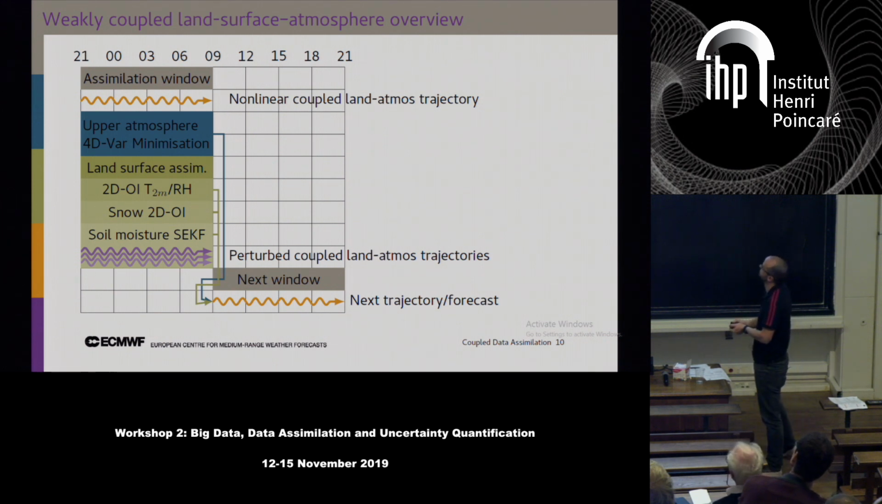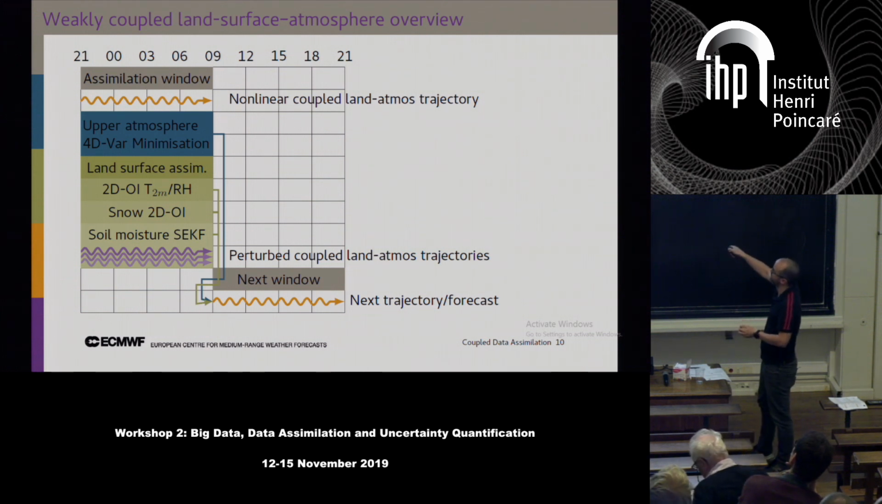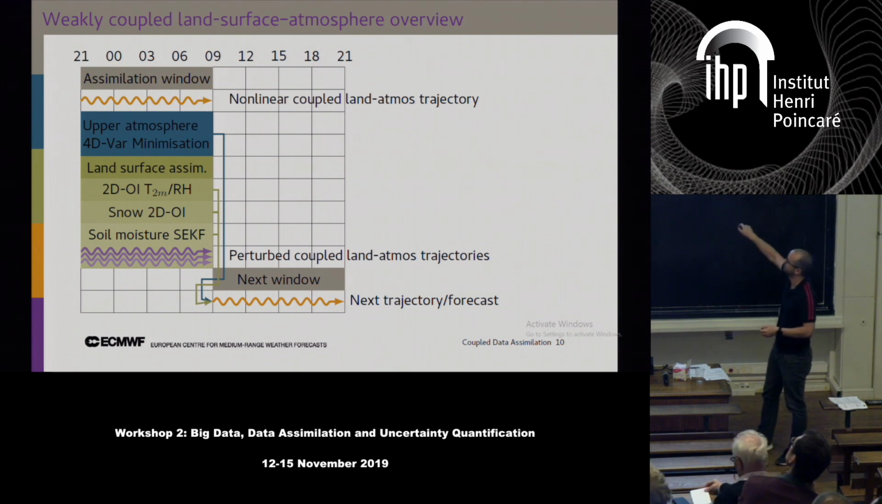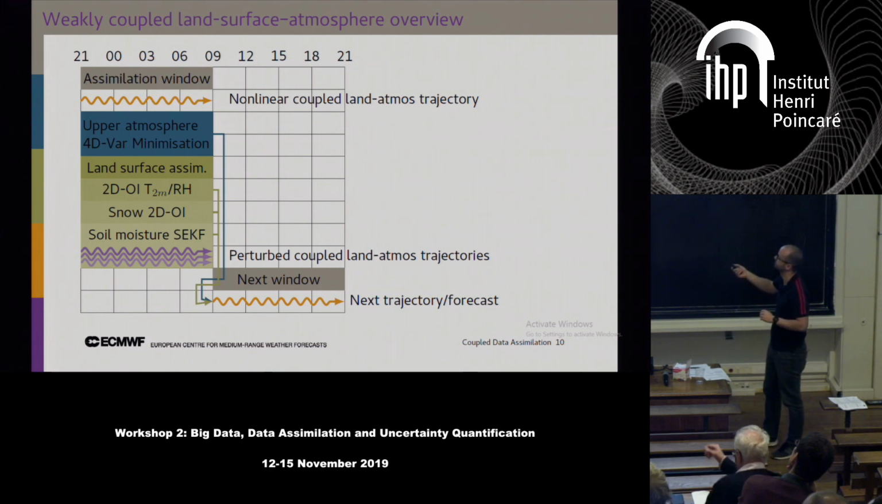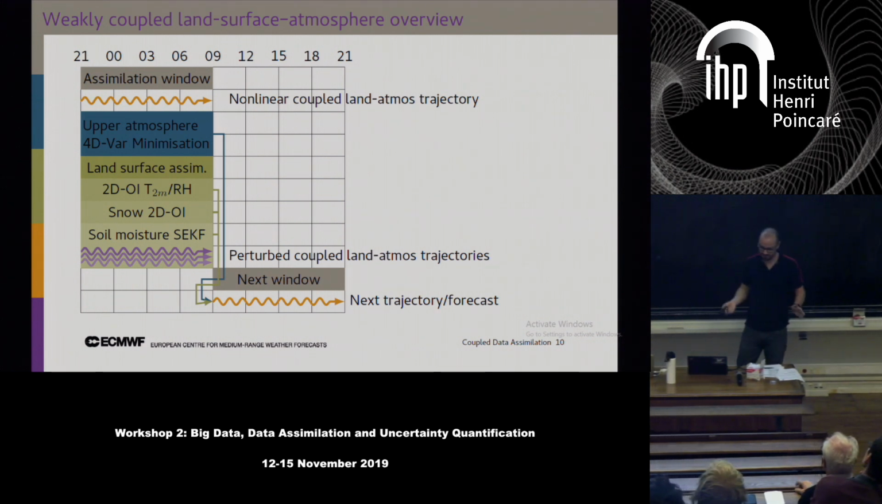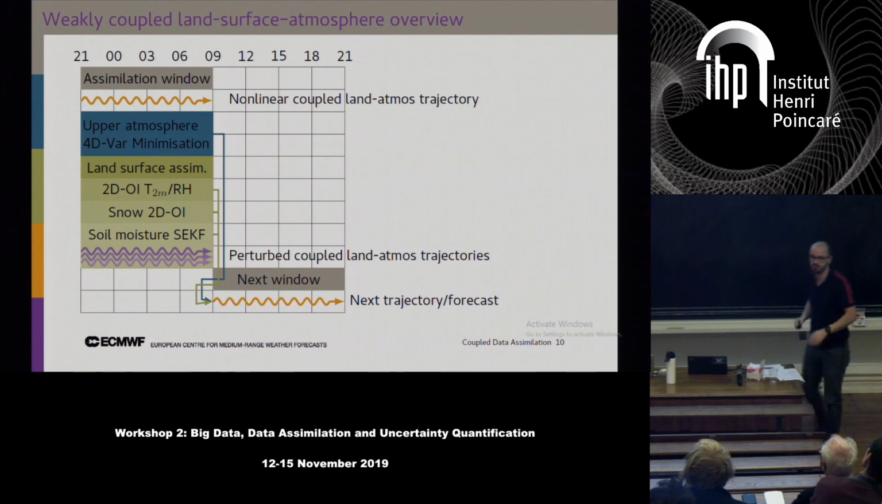Massimo talked about that earlier in the week, but it's complicated, it's expensive. While that's running, we also do land surface assimilation. So we have some components where we do 2D OI, so for 2-meter temperature and 2-meter relative humidity, we do an optimal interpolation. We have to figure out where the snow is, but I'll skip that. And then we run the soil moisture assimilation. So we do that via the EKF. I'll tell you some more about that in a second.